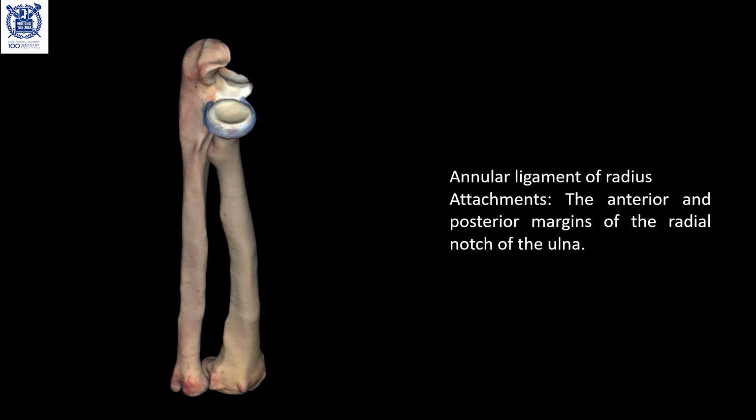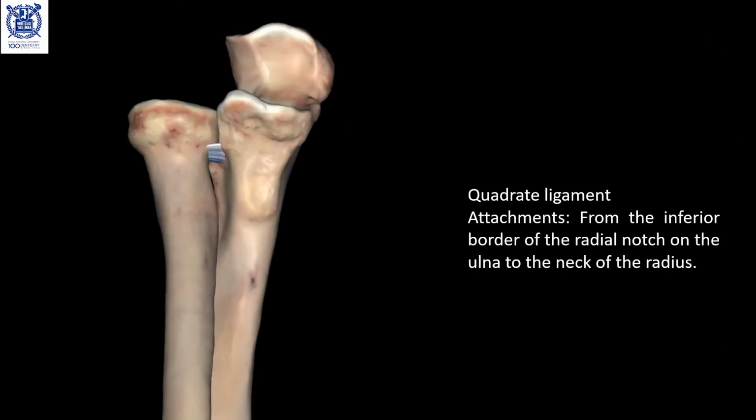Annular ligament of radius. It is attached to the anterior and posterior margin of the radial notch of the ulna. Quadrate ligament. It is attached from the inferior border of the radial notch on the ulna to the neck of the radius.